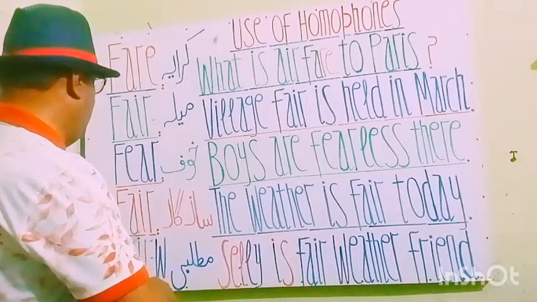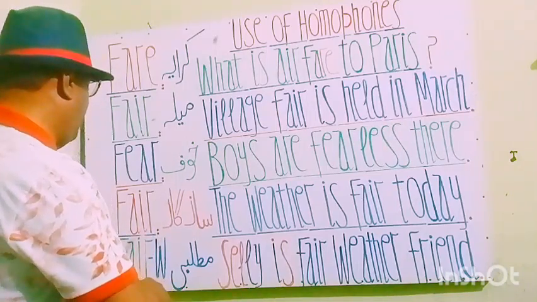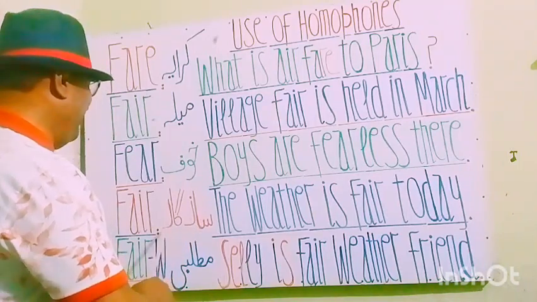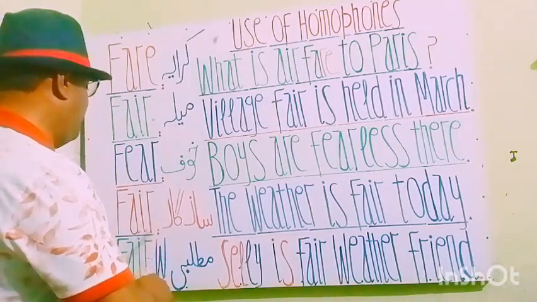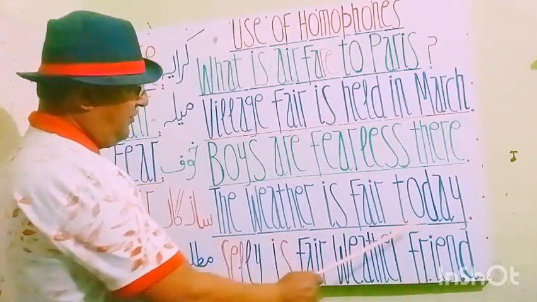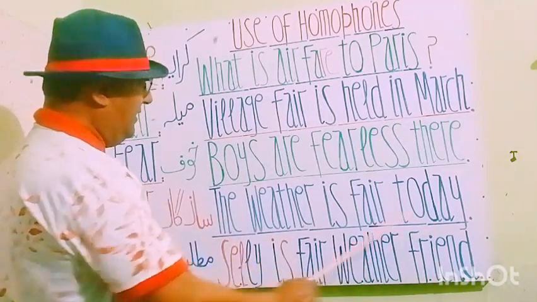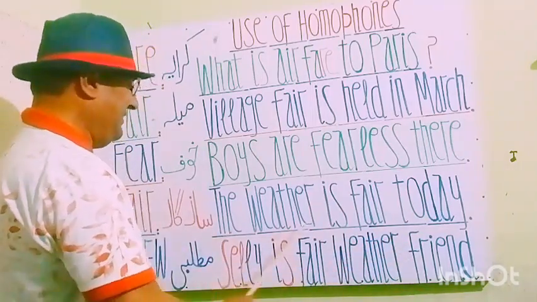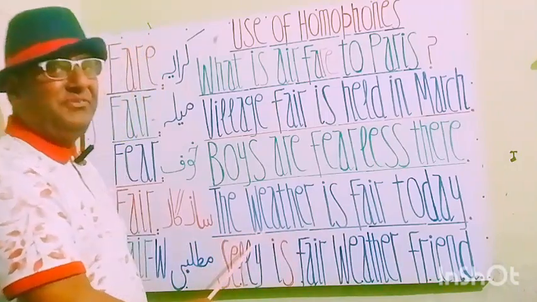The next homophone is fair, F-A-I-R. Fair means sazgar, favorable. Here fair means favorable. And the statement is, the weather is fair today. Aaj mausam saazgar hai. The weather is fair today.